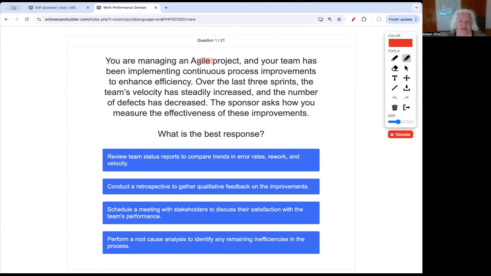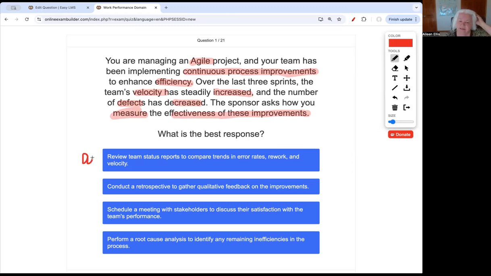You are managing an agile project, and your team has been implementing continuous process improvements to enhance efficiency. Over the last 3 sprints, the team's velocity has steadily increased. The number of defects has decreased. The sponsor has asked how you measure the effectiveness of these improvements. What's your best response? Let's look at each answer.